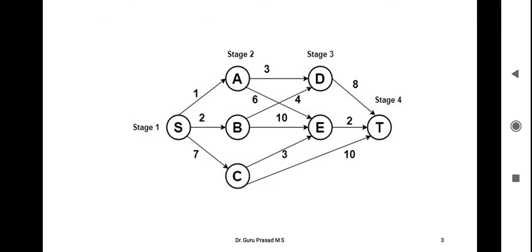This is a given graph. Here the vertices are divided into different stages. Stage 1 consists of only one vertex S. Stage 2 consists of three vertices A, B and C. Stage 3 consists of two vertices D and E. Stage 4 consists of only one vertex T. In a multi-stage graph, you have to find the shortest path from source to sink, that is from S to T in the given graph.